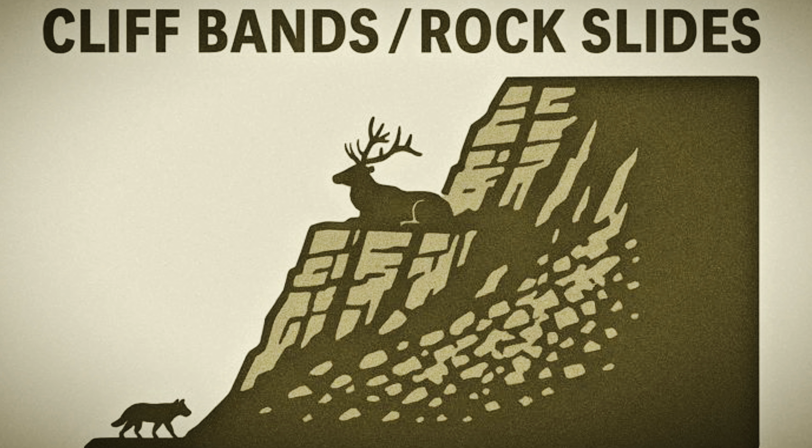Number 62 is the cliff band or rock slide. They're super difficult terrain where predators and hunters avoid, and elk and deer both use those for bedding and escape.